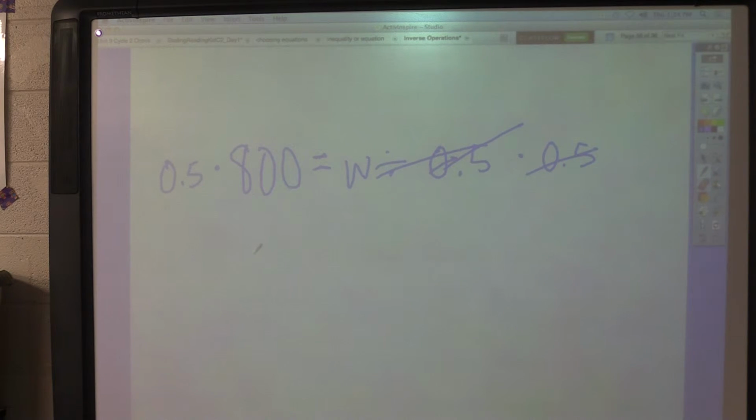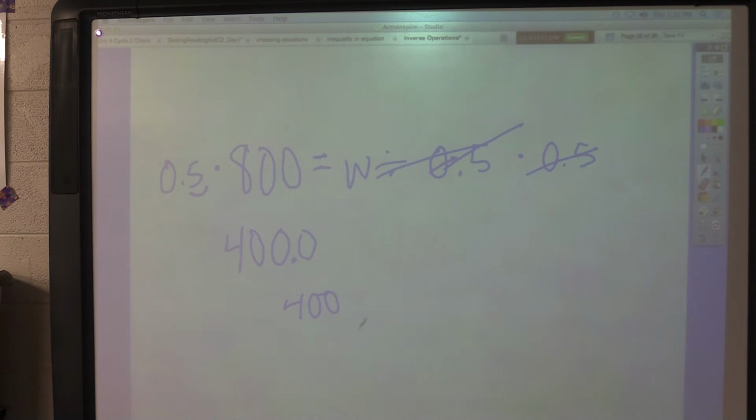Now I know that half times 800, I'm just going to use the standard algorithm. I figure why not? When I multiply that together, I know that 5 times 8 is 40, and then I've got those two zeros right there. But then I have one digit to the right of my decimal point, so I have to put my decimal point right there. So I got 400. So I'm going to rewrite that as 400.